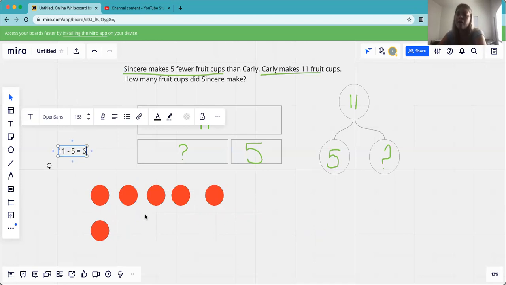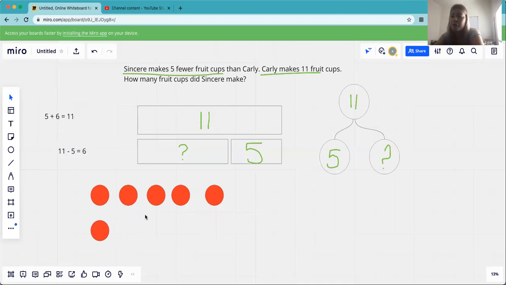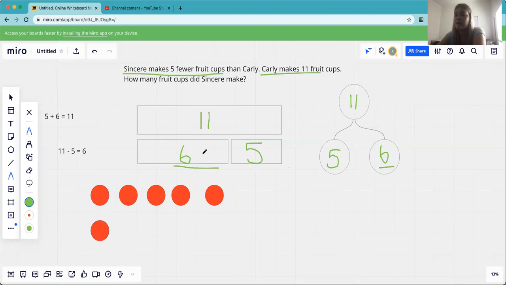And I'm using these counters to help you guys see what you can do. You can use manipulatives to help you subtract and add. You can use certain strategies to help you. You can use number lines. There's all kinds of things to help you with that. All right. So our missing number that we were trying to look for was the number 6. So figuring that out, how many fruit cups did Sincere make? He made 6.